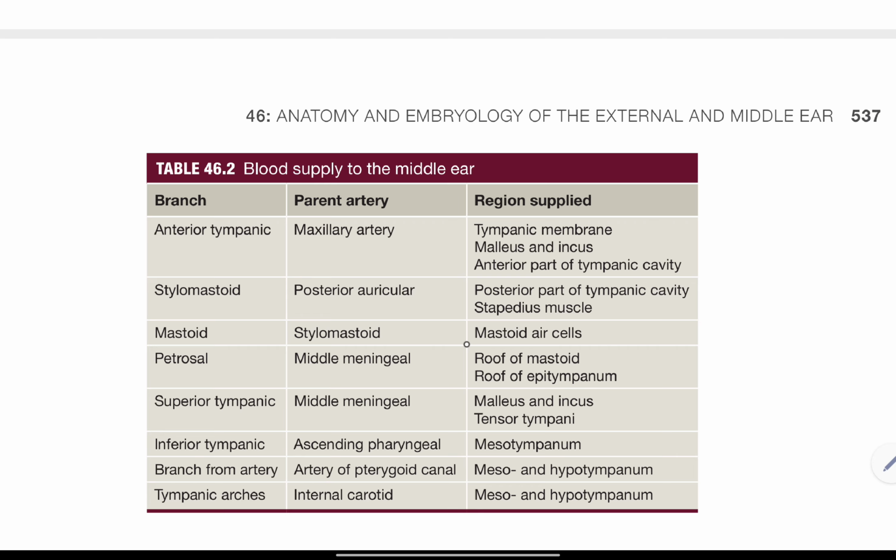Petrosal branch, middle meningeal artery, roof of mastoid, roof of epitympanum. Superior tympanic, middle meningeal artery, malleus, incus, tensor tympani. Inferior tympanic, ascending pharyngeal artery, mesotympanum. Branch from artery of pterygoid canal, meso and hypotympanum. Tympanic arteries, internal carotid artery, meso and hypotympanum.